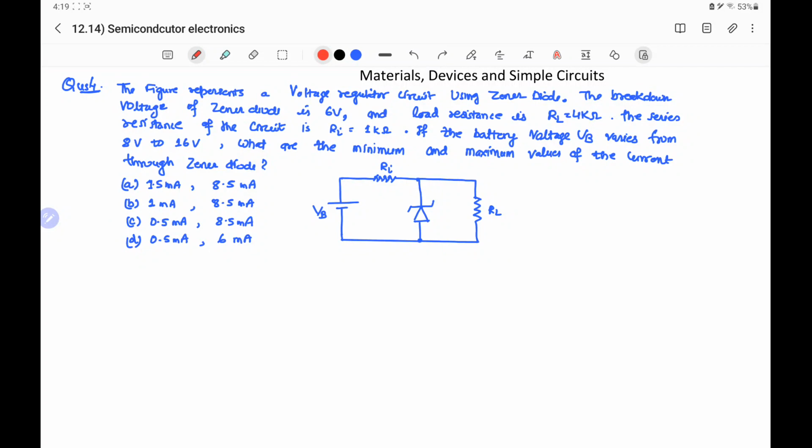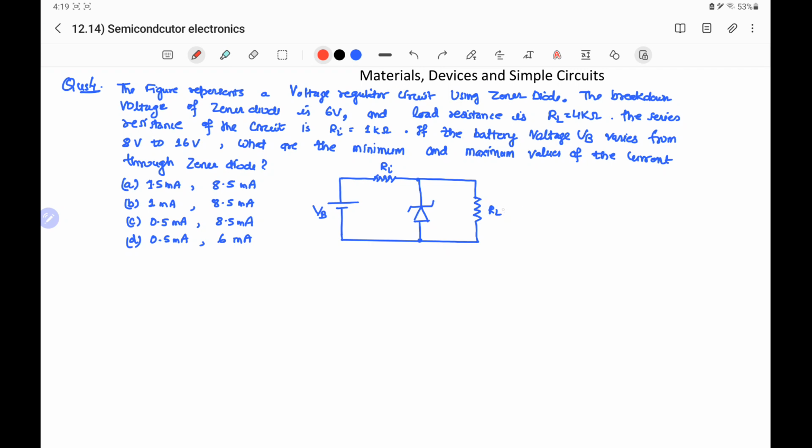Fourth question is, the figure represents a voltage regulator circuit using Zener diode. The breakdown voltage of the Zener diode is 6 volt and the load resistance RL is 4 kilo ohm. The series resistance of the circuit is Ri, which is 1 kilo ohm. If the battery voltage VB varies from 8 volt to 16 volt, what are the maximum and minimum current through the Zener diode? It is just similar to question number 3.